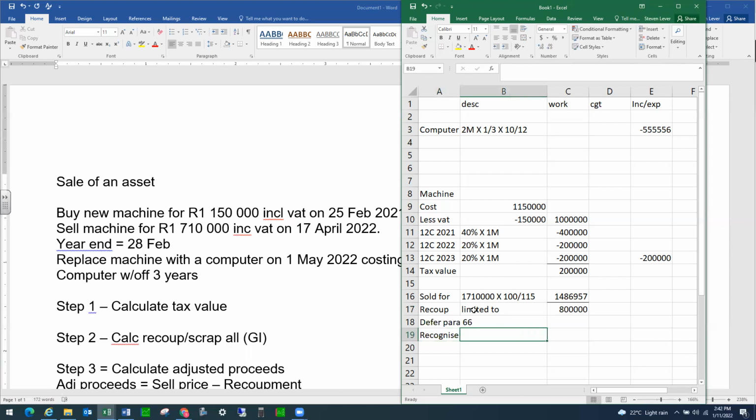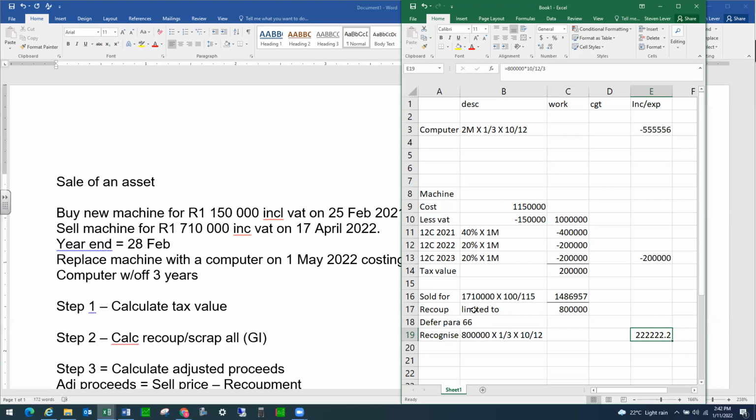They say that you're going to recognize the 800,000 profit as you write off the replacement machine. And that's why I've asked you to do the computer before you do the machine. Does that make sense? Yeah. So how much of the recoupments are we going to recognize? We're going to recognize 800,000 times 10 divided by 12 divided by 3. We're only going to recognize 222.2 now. Is that all right?